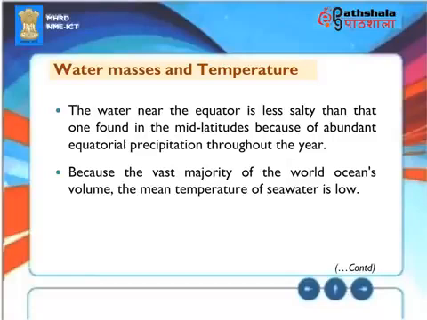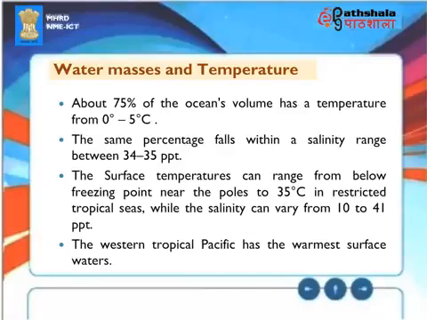Because of the vast majority of the world's ocean volume, the mean temperature of seawater is low. About 75% of the ocean's volume has a temperature from 0 to 5 degrees centigrade. The same percentage falls within a salinity range of 34 to 35 parts per thousand. The surface temperatures can range from below freezing point near the poles to 35 degrees centigrade in restricted tropical seas, while the salinity can vary from 10 to 41 parts per thousand. The western tropical Pacific has the warmest surface waters.